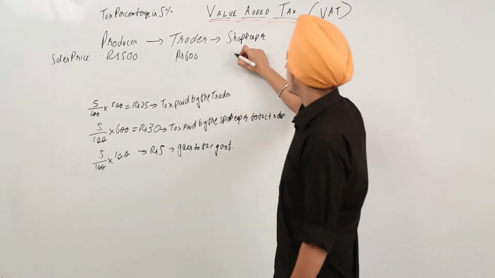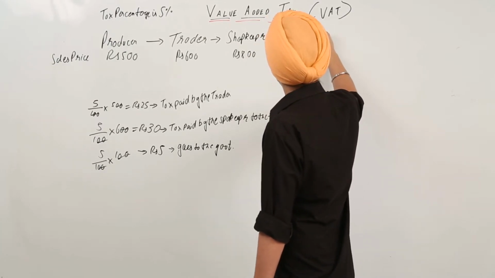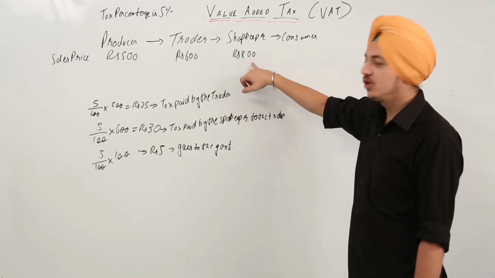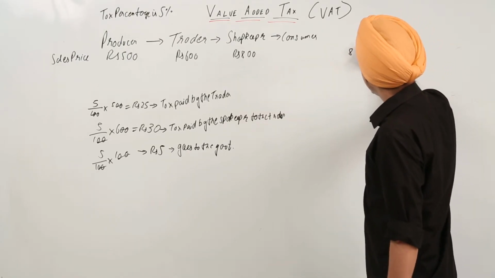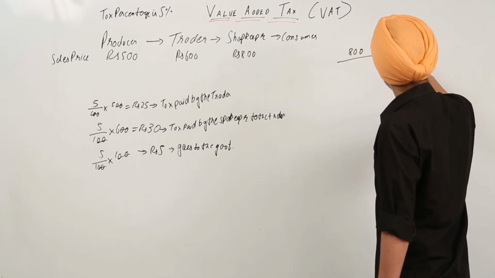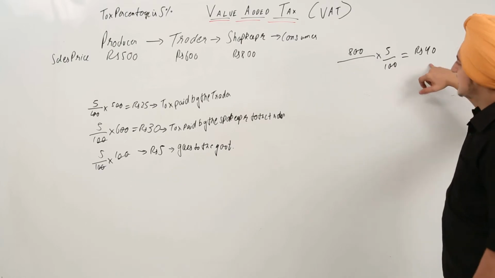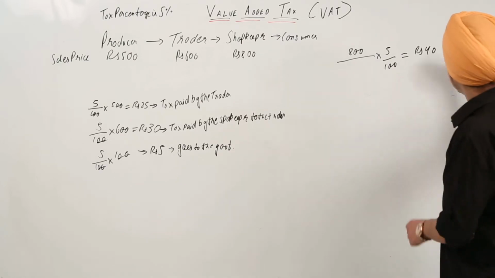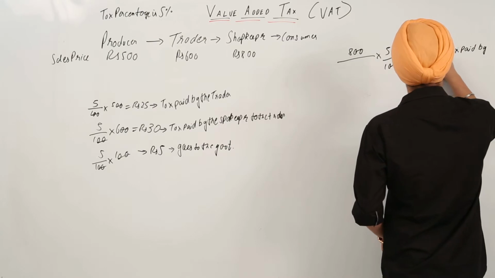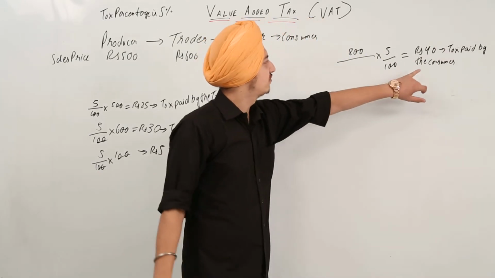Now if the shopkeeper sells this product for rupees 800 to the consumer, the consumer pays a tax on rupees 800 and pays it at 5%, which comes out to be equal to rupees 40. So this is the tax paid by the consumer. So the consumer pays a tax of rupees 40.